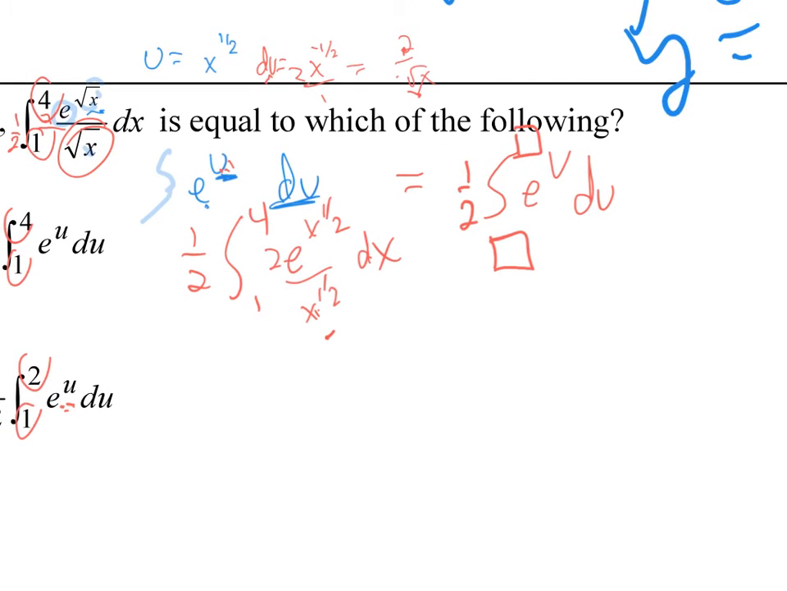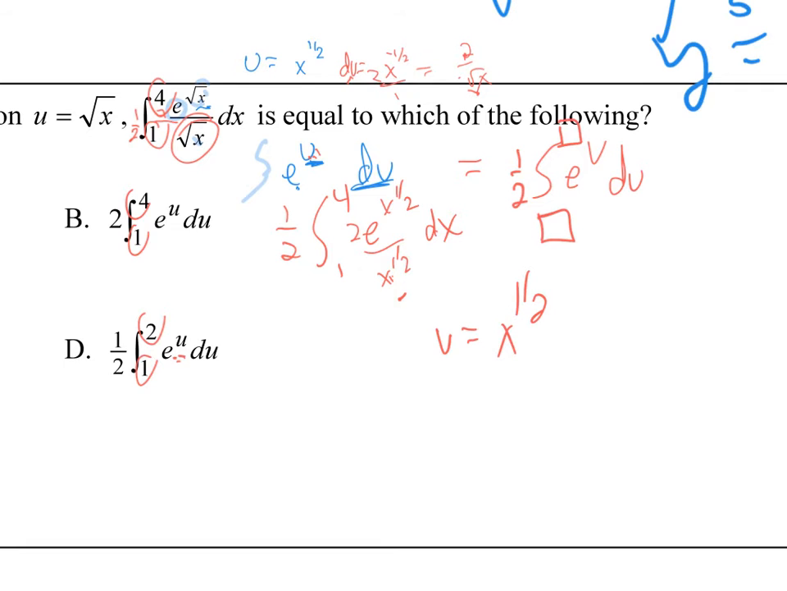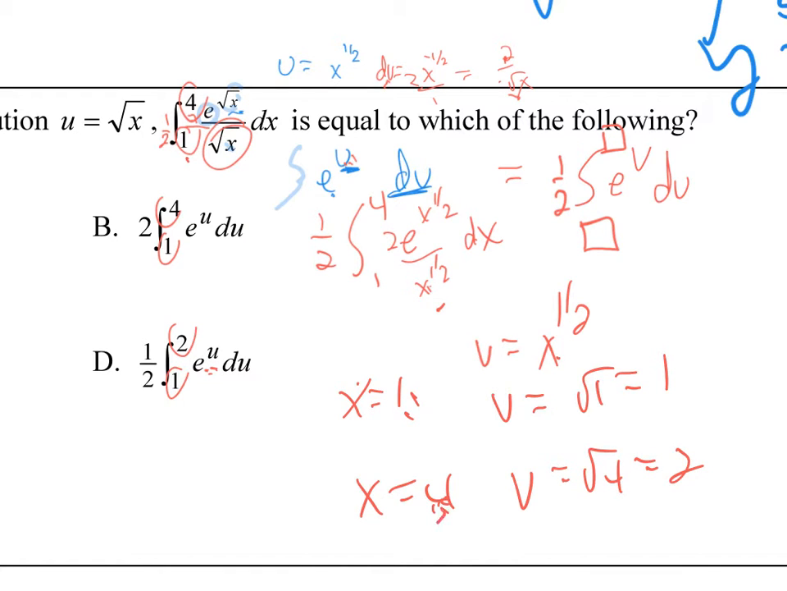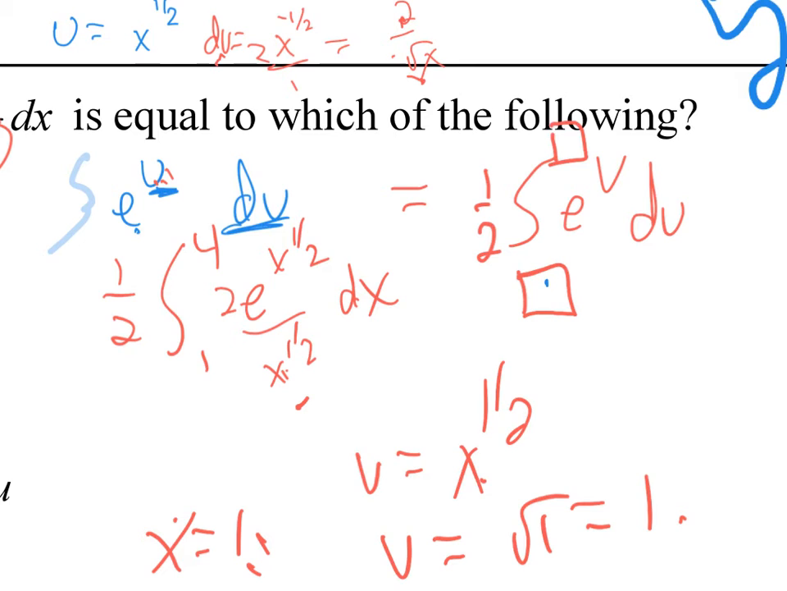If I said u was equal to x to the half, and I'm letting x equal one of my limits, well, I had a 1 and a 4. So if I do both, then u, in this case, would be the square root of 1, which is 1. And if I use a 4, u would be the square root of 4, which is 2. So instead of 1 to 4, I'm doing 1 to 2. So then I would change that to 1 to 2: 1/2 from 1 to 2 of e to the u du.